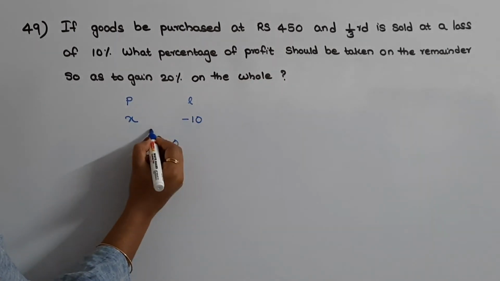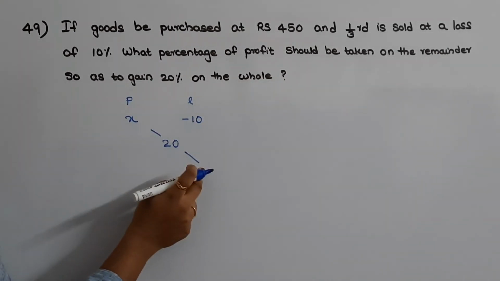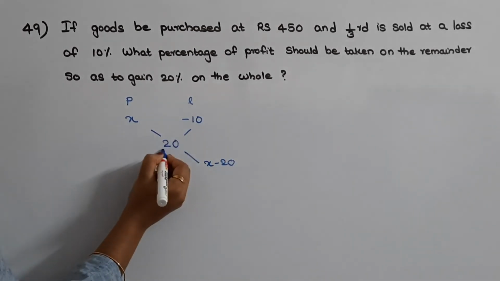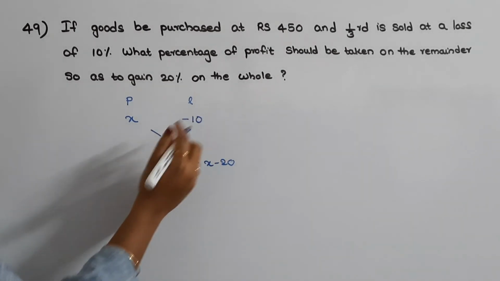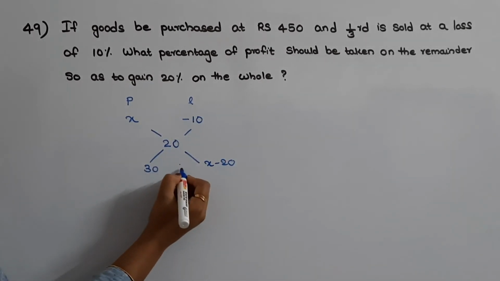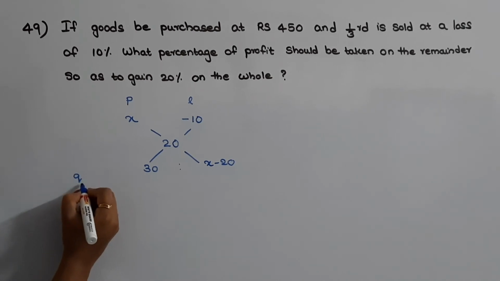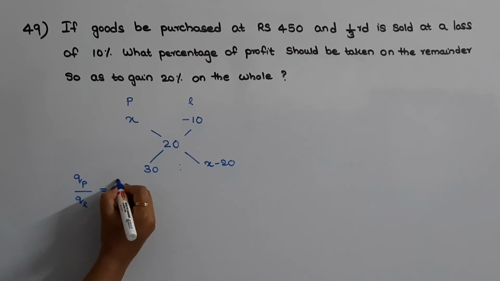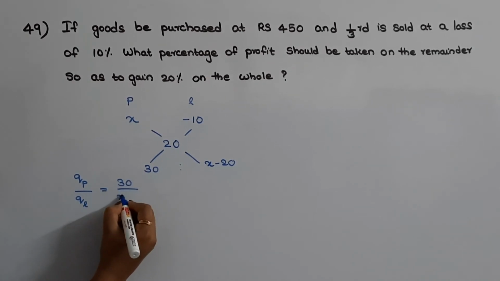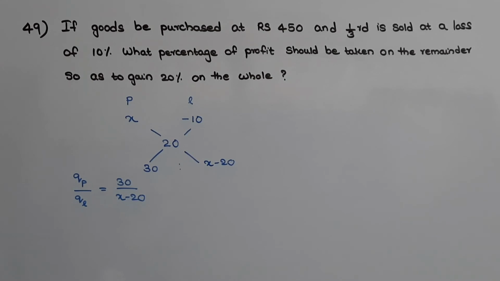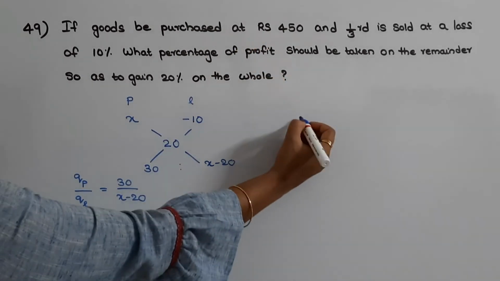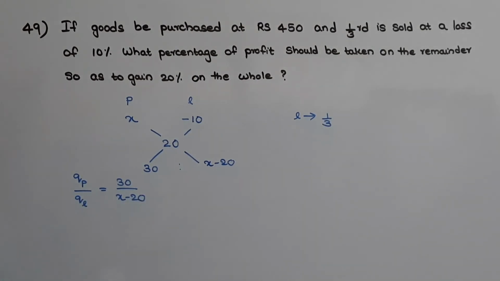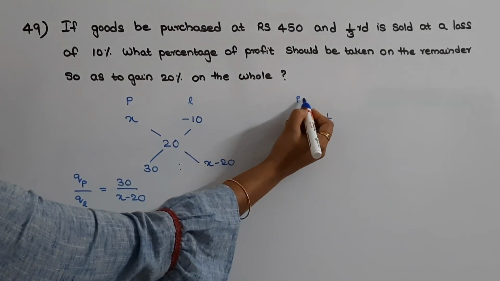Now let us take the differences diagonally. So this will be equal to X minus 20. And the difference between this both will be 20 minus of minus 10, that is 30. So this is the ratio of the quantities sold at profit and loss. So this is equal to 30 by X minus 20. In the question it is given that one third of the quantity is sold at loss, and the remainder is sold at a profit.